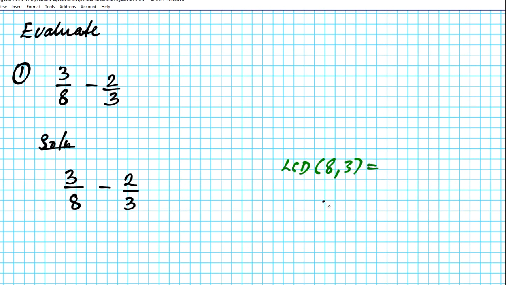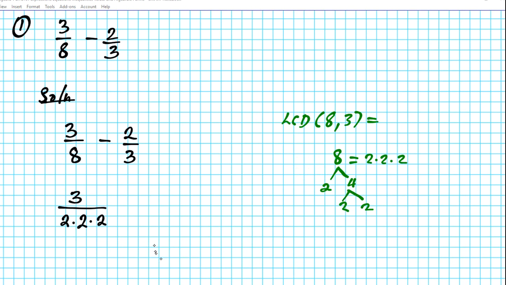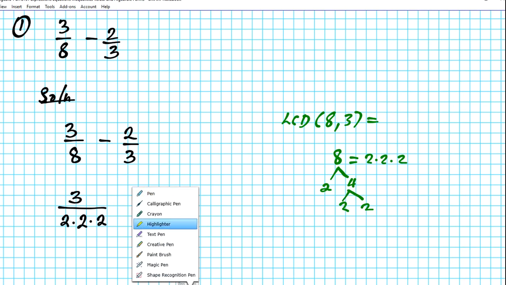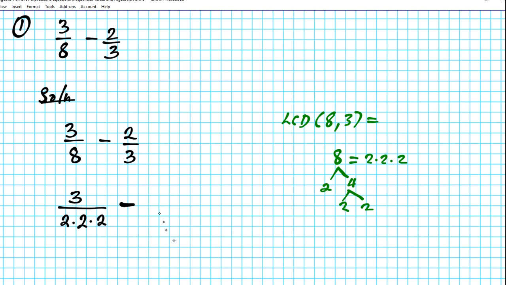We don't know what it is. So what we're going to do is take 8 and decompose it completely. 2 goes into 8 4 times, and then 2 goes into 4 2 times. So 8 is basically 2 times 2 times 2. So we have 3 over 2 times 2 times 2, and then minus 2/3. Now that we have it decomposed, we can proceed to find the LCD.